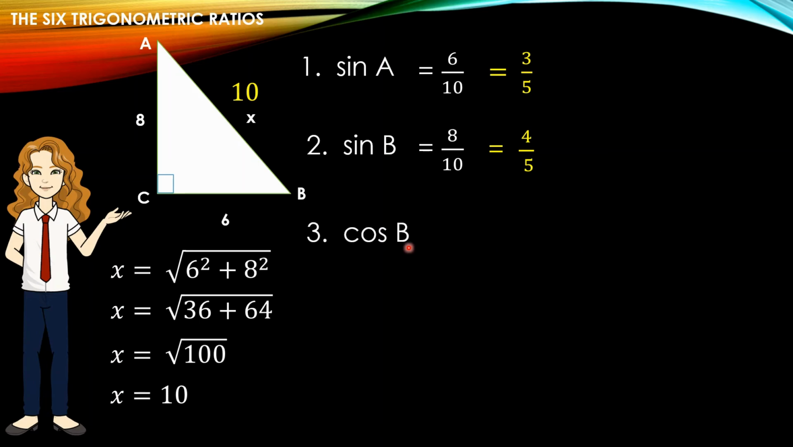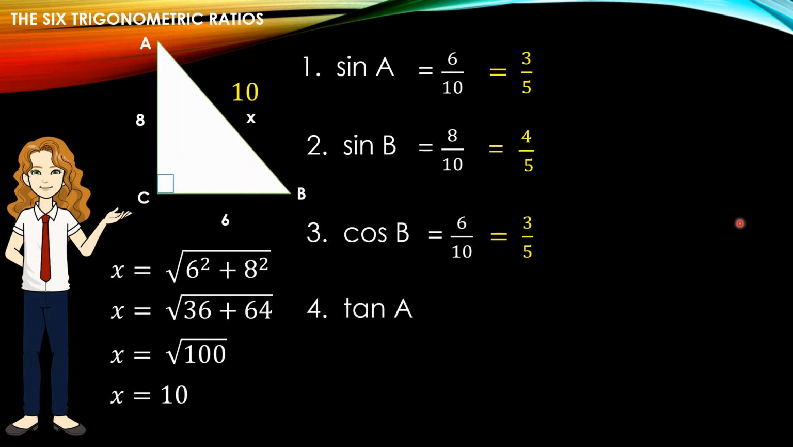Okay, the third one is cosine B. What is the cosine B? Look for the angle B. Cosine is adjacent over hypotenuse. So the adjacent is 6, right? And the hypotenuse is 10. So we have 6 over 10, then the lowest term is 3 over 5.